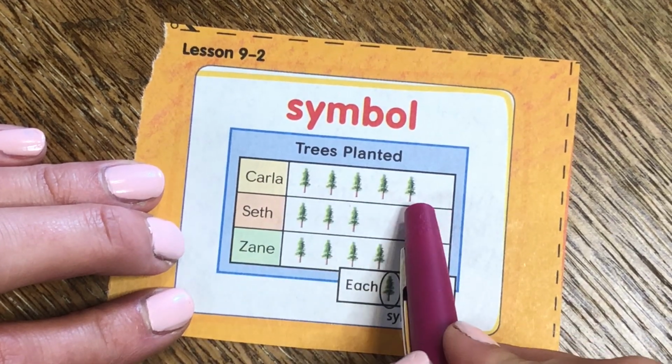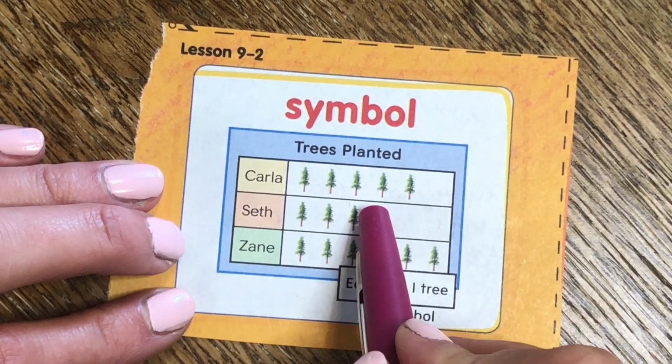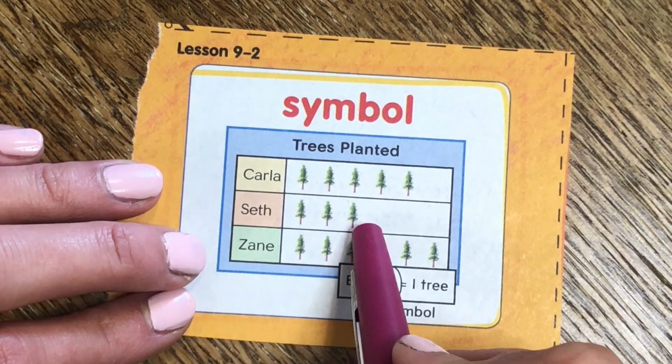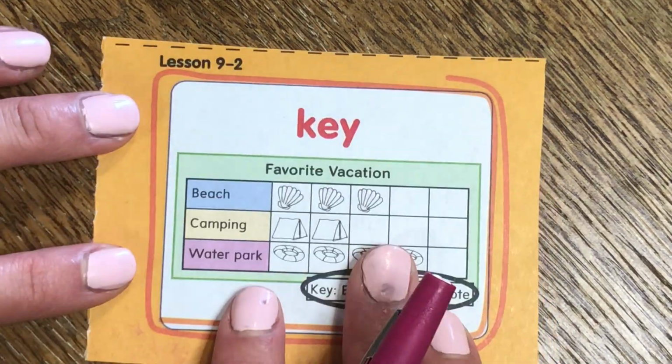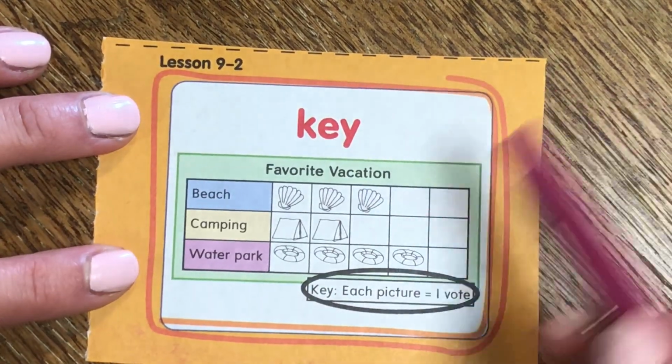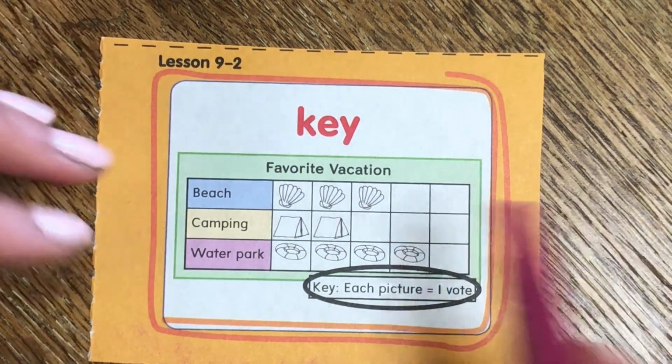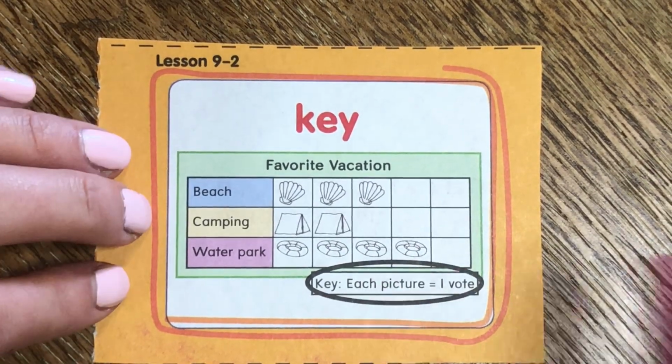So Carla planted this many trees. Seth planted this many trees. 3 drawn little tree symbols represents the trees that Seth planted. So those are symbols. And our last vocabulary word in this section is key. Okay, so you may have seen a key on a map before. This is a key on a picture graph or a pictograph.